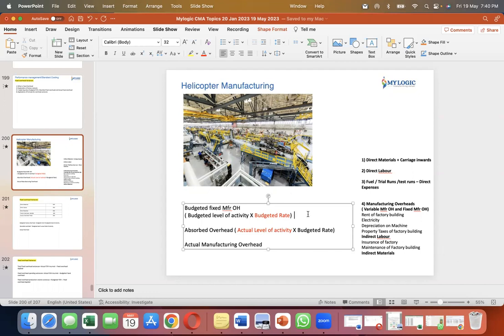So for a moment, let us assume that 100 is my budgeted overhead, 95 is my absorbed overhead, and actual overhead becomes 105. Now, at the end of the period, the actual becomes 105, whereas until that time, what was absorbed was only 95. So if you notice, there is a difference of 10 between absorbed and actual. Everyone agree with me?